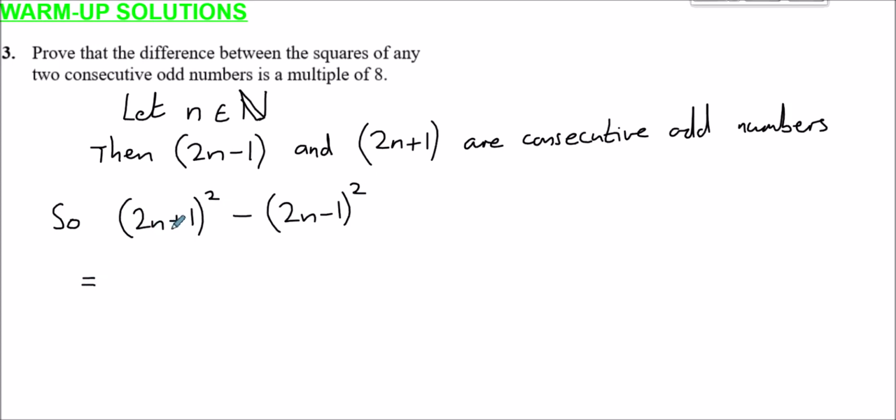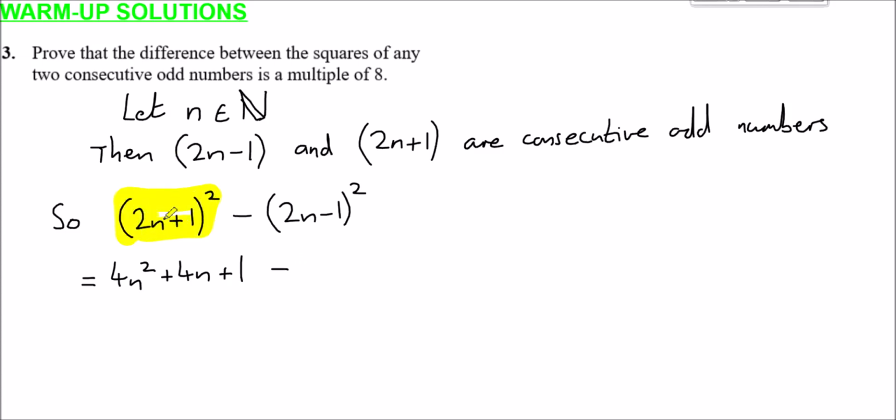So first of all, 2n plus 1 all squared. 2n squared gives us 4n squared. Multiply 2n by 1 and double it. So 2n times 1 is 2n, and double that gives us 4n. And 1 squared is 1. In fact, I'll colour code this so you can just see where it's all coming from.